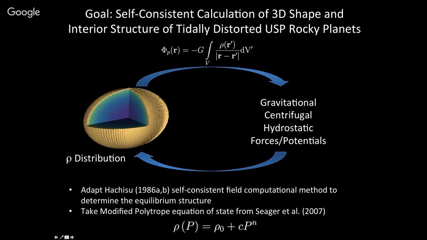So the density distribution of the planet affects the gravitational potential, and then the planet essentially behaves like a fluid and will flow such that the planet's surface reaches an equipotential surface. So then the gravitational potential feeds back on the density distribution. But then you have a new density distribution which will affect the gravitational potential. So it's kind of a circular problem. But there are techniques to solve it.